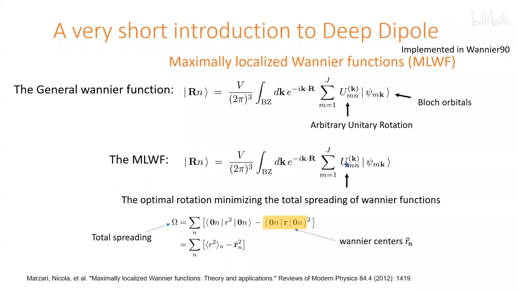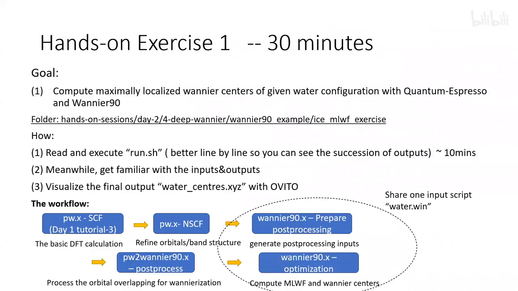Next, we are going to do a little exercise with Quantum Espresso and Wannier90 to get the Wannier centers of a water molecule system. So to do the exercise, you need to follow the commands in the run.sh file in this folder on the virtual machine. It consists of 5 steps.